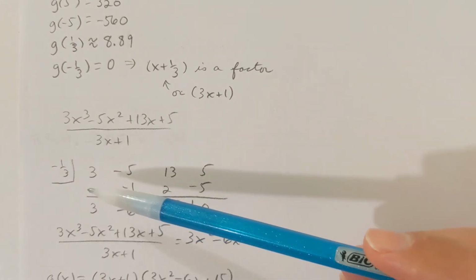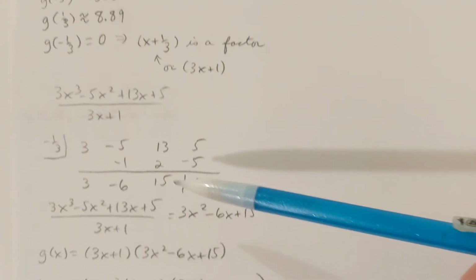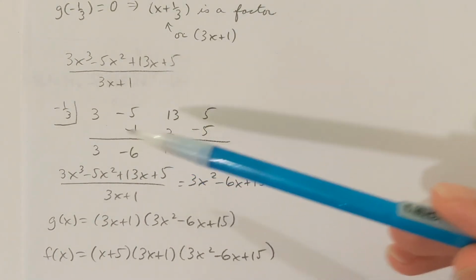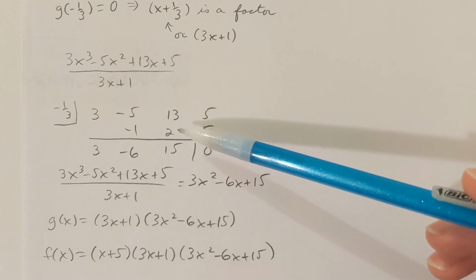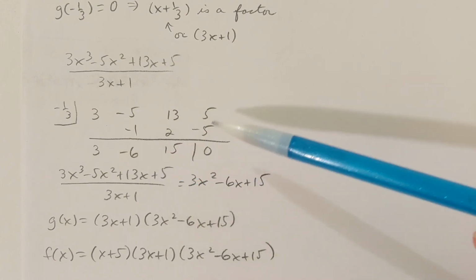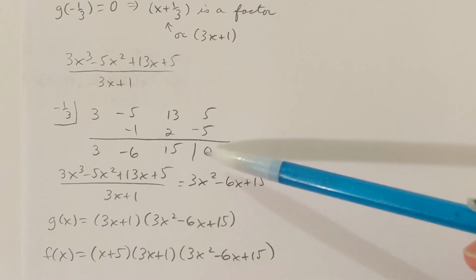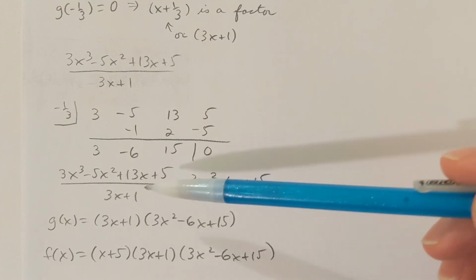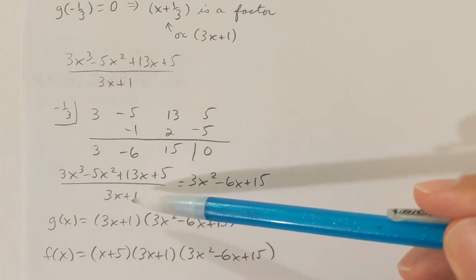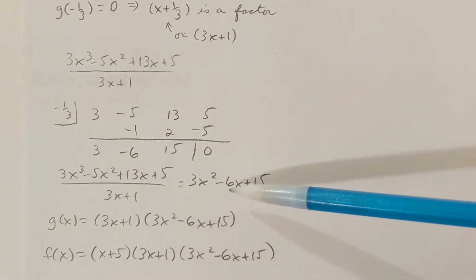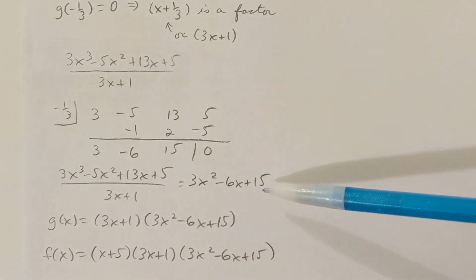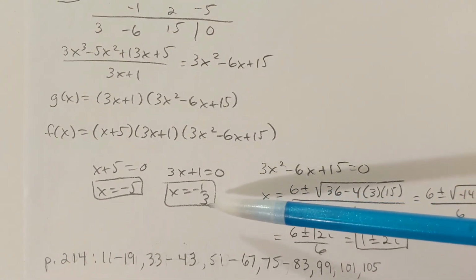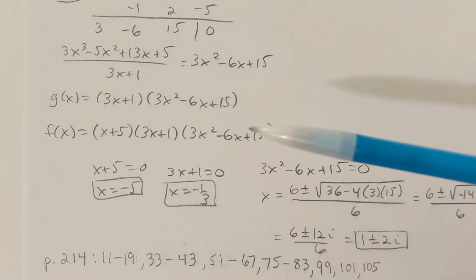3 comes down, multiply 3 by negative 1/3, that gives me negative 1. Times negative 5 is negative 6. Negative 6 times negative 1/3 is 2. 13 plus 2 is 15. Times negative 1/3 is negative 5. 5 minus 5 is 0. I should be getting 0 left over, and that's good. And so when I divide g of x by 3x plus 1, I get 3x squared minus 6x plus 15. Okay, so negative 1/3 would be another 0.